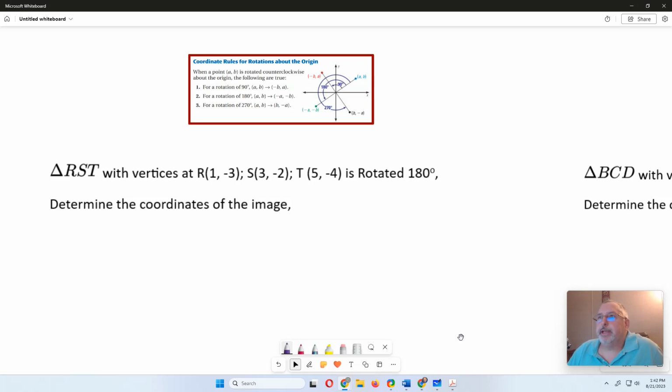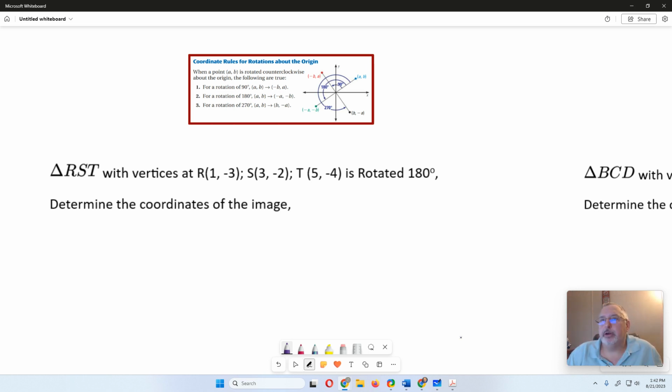We're going to look at how to do some rotations in the coordinate plane. You're going to be given either some coordinates or maybe even an image, but probably just the coordinates. Then you're going to be asked to rotate that object either 90, 180, or 270 degrees. We always assume counterclockwise unless otherwise stated, so we're just going to focus on counterclockwise.